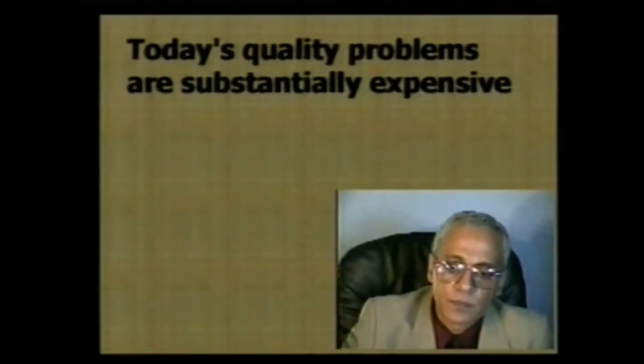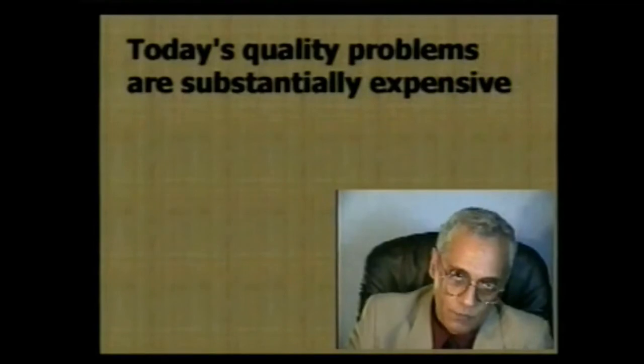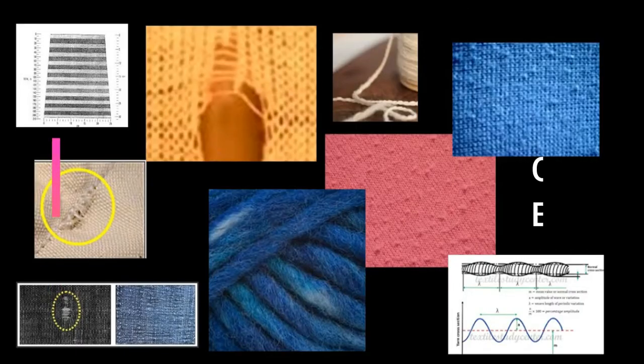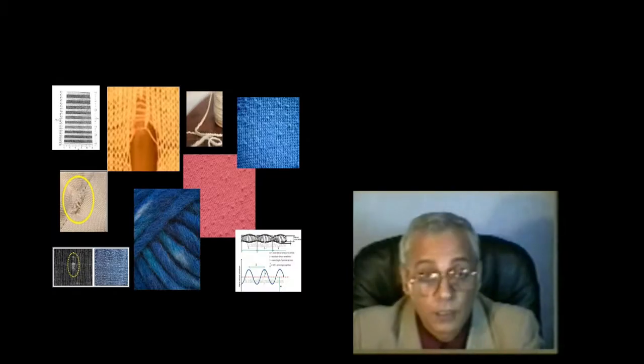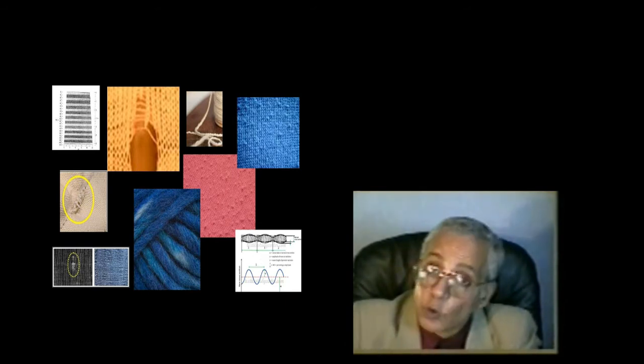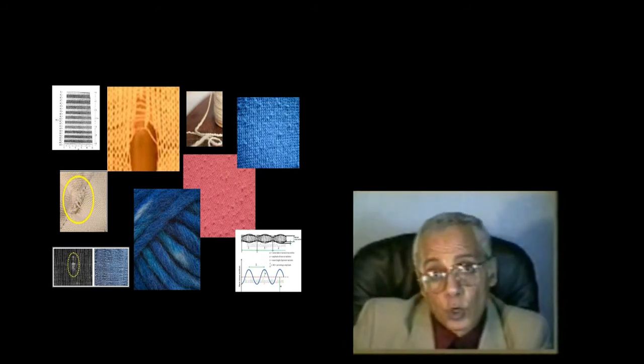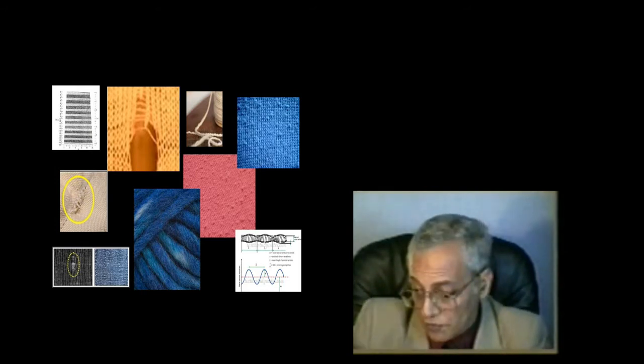Today's quality problems are substantially expensive. If one would take a look at a book written about quality in textiles that was published, say, 50 years ago. In fact, I have a couple in my office. One published in 1930, the other one published in 1945. And look at these books and look at the list of quality problems facing the textile industry, then you will be amazed to know that those problems are the same problems we're facing today.